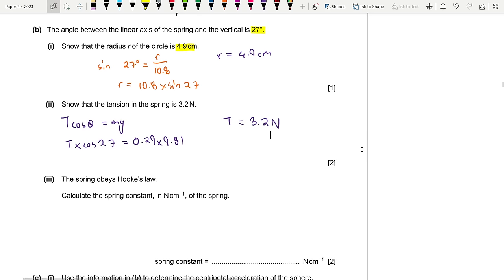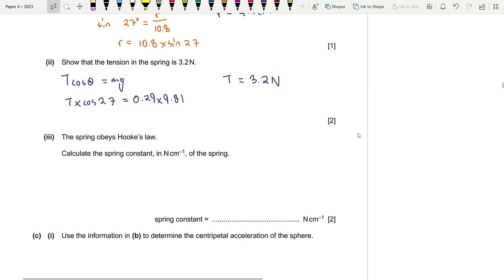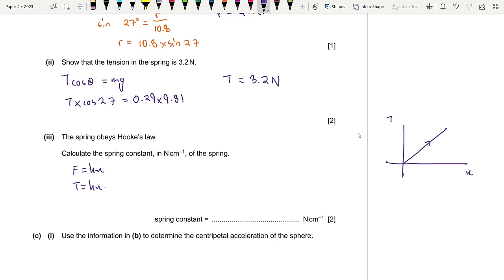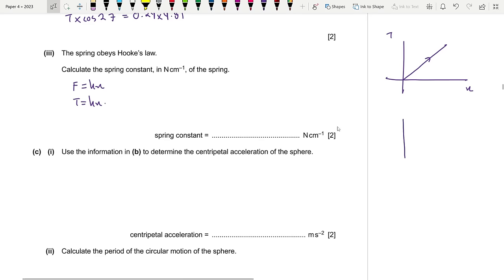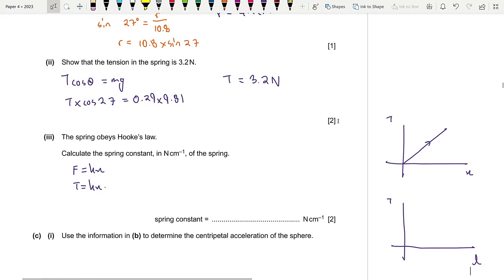Fine, shown. The spring obeys Hooke's law. Calculate the spring constant in newton per centimeter of the spring. So we know that F is equal to Kx, or T is essentially equal to Kx. Now, if you remember the graph, this is essentially the graph for force against extension, but sadly in this particular question, we don't have extension, but rather we have the length of the spring.